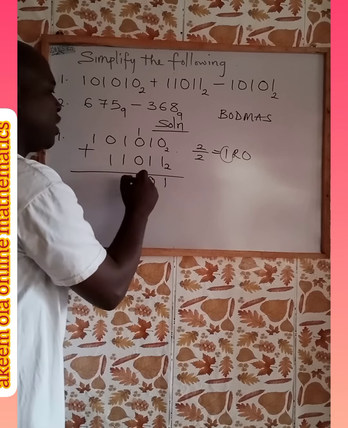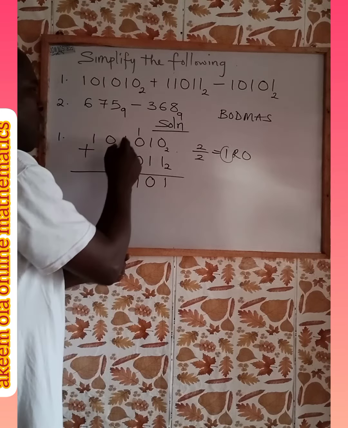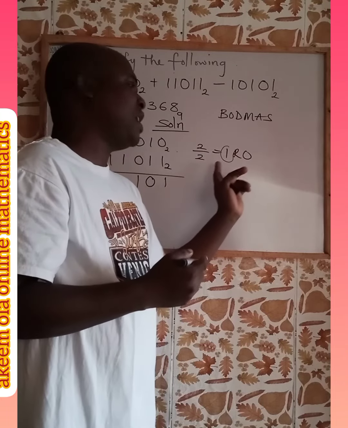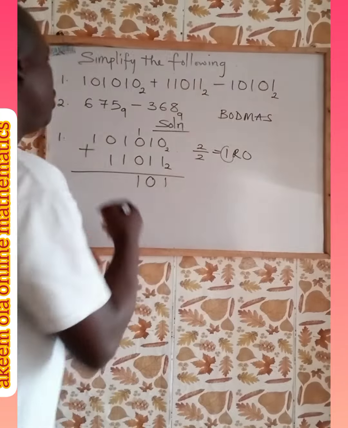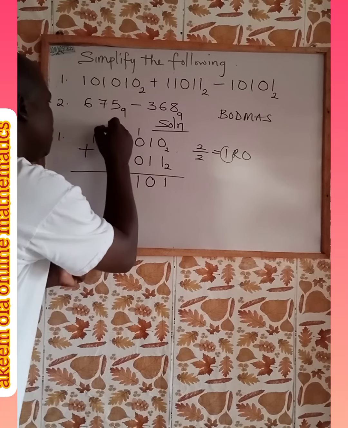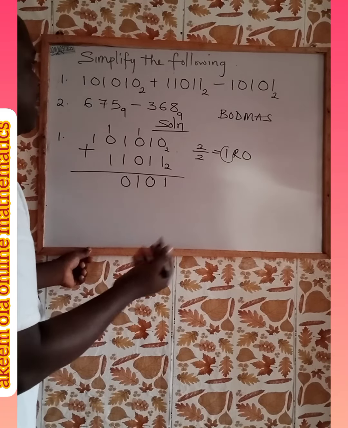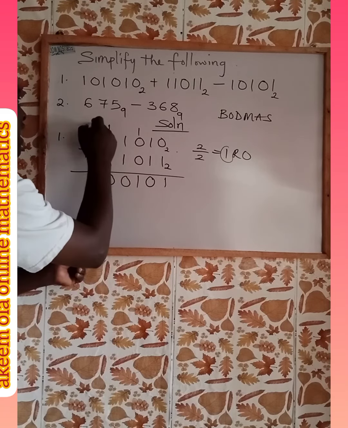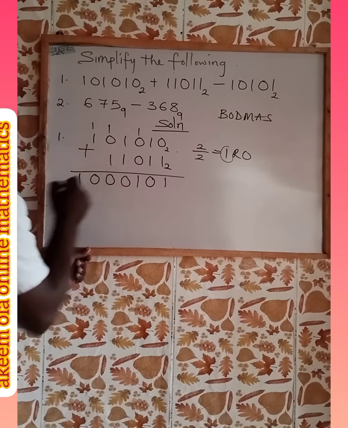1 plus 0 plus 0, we have 1. 1 plus 1 again will give us 2. So you can perform this again: 2 divided by 2, 1 remains as 0. So we have 0. Carry the 1 to this side. Still the same thing, so you have 0. Carry the 1 to this side. 1 plus 1 again, you have 0, and you have your 1.